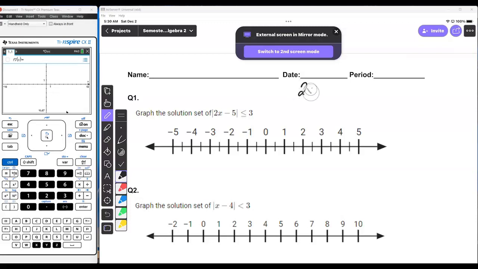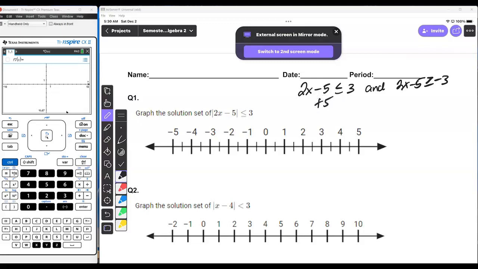So you have 2x minus 5 is less than or equal to 3, and 2x minus 5 is greater than or equal to negative 3. What you have to remember on the test is that for absolute value, there are two possible answers. One of them is less than or equal to 3, and the other one is greater than or equal to negative 3, and then you just solve it like you solve an equation.